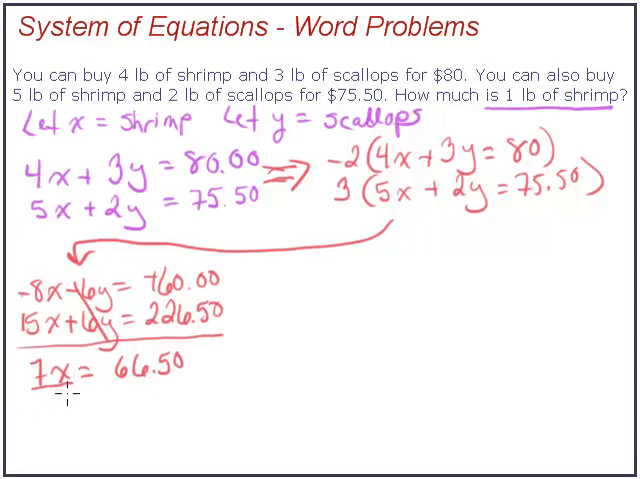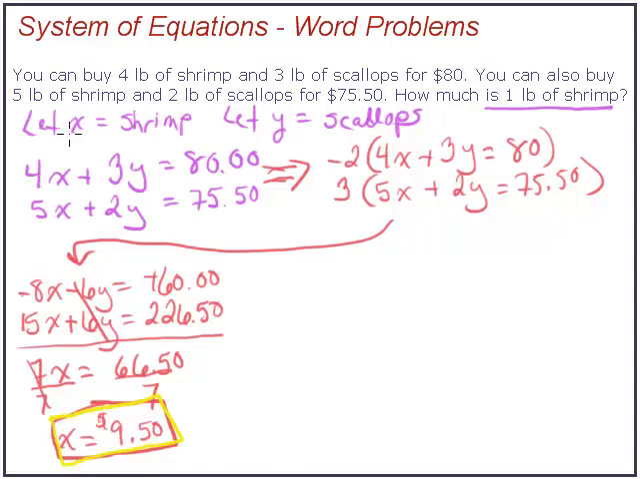We're going to divide both sides by 7. And when we do that, we are going to get x is $9.50, meaning 1 pound of shrimp, cheap shrimp, is $9.50.